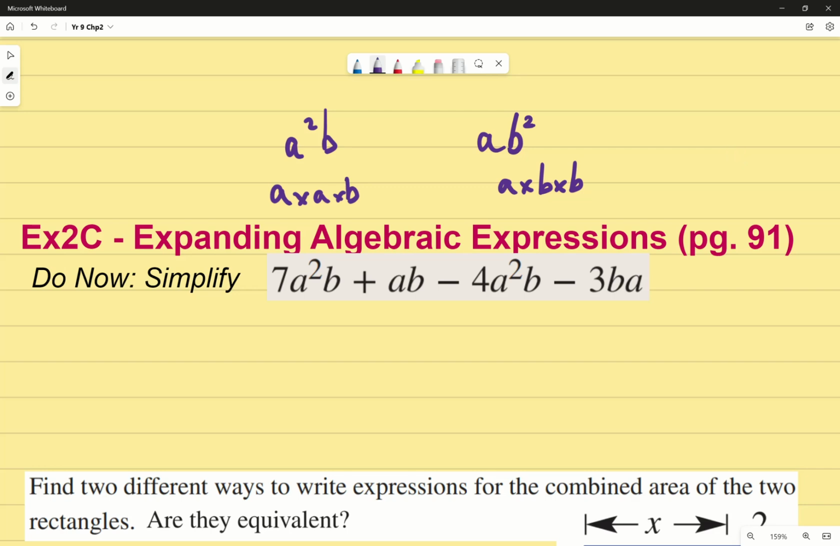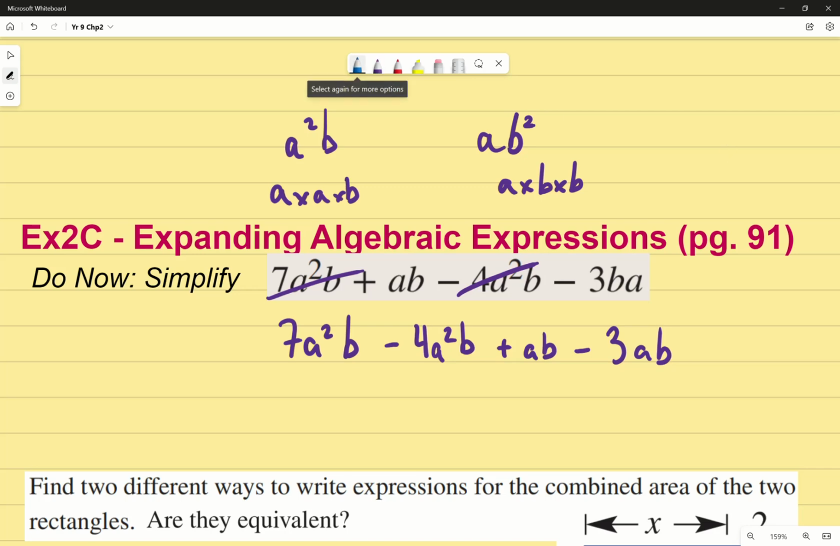Good. So I'm going to rewrite this so that we have 7A squared B. And then I'm going to rewrite the A squared B term on the other side, to move it to here. Becomes minus 4A squared B. So I've used these two. What's left? Plus AB minus, and I'm going to rewrite this one. Instead of writing 3BA, I'm going to write 3AB. Just makes my life easier. Any questions so far?